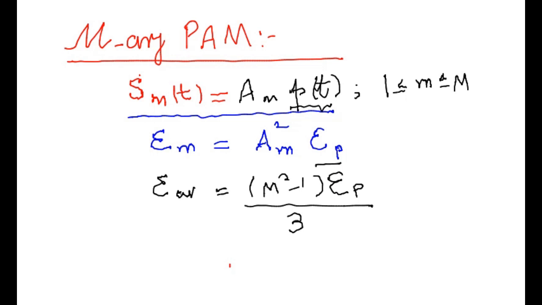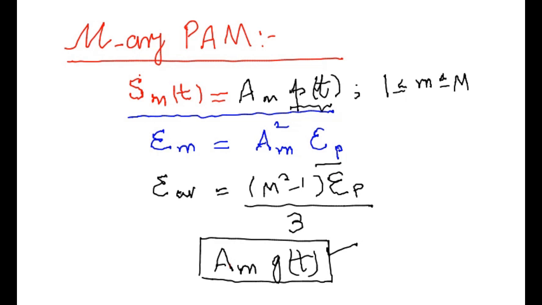However, today we will see the carrier modulated band pass signals, because usually the pulse amplitude modulated signals are carrier modulated band pass signals, and we will see the carrier modulated band pass signals and their equivalent low pass form. The low pass equivalent form of a carrier modulated band pass signal is usually written in the form of A_m g(t), where A_m and g(t) are real signals. A_m is some real number, and g(t) is a real signal, and this is known as the low pass equivalent form, which we will see shortly.